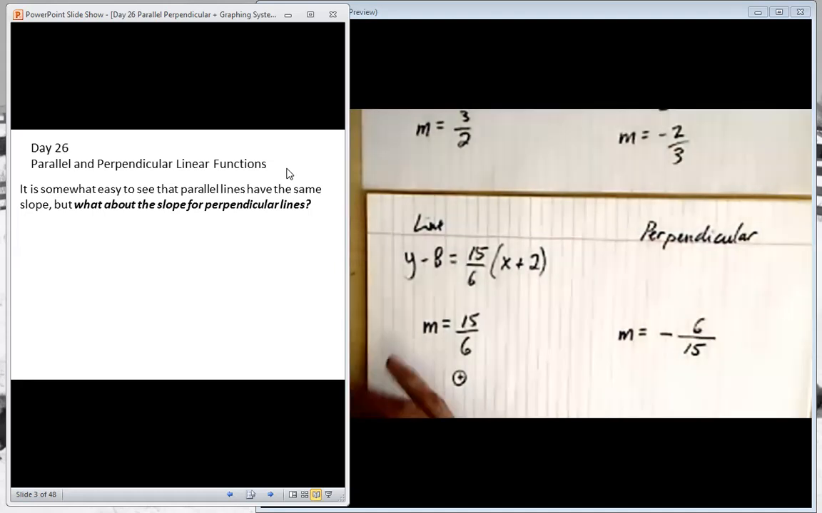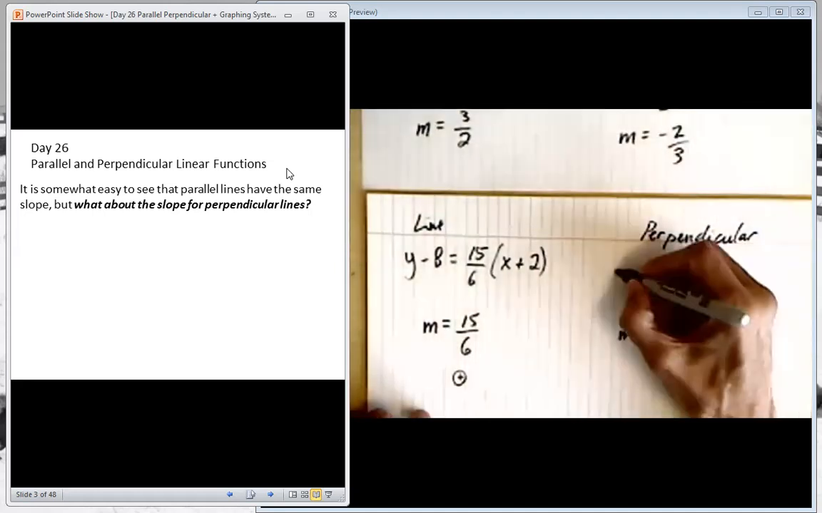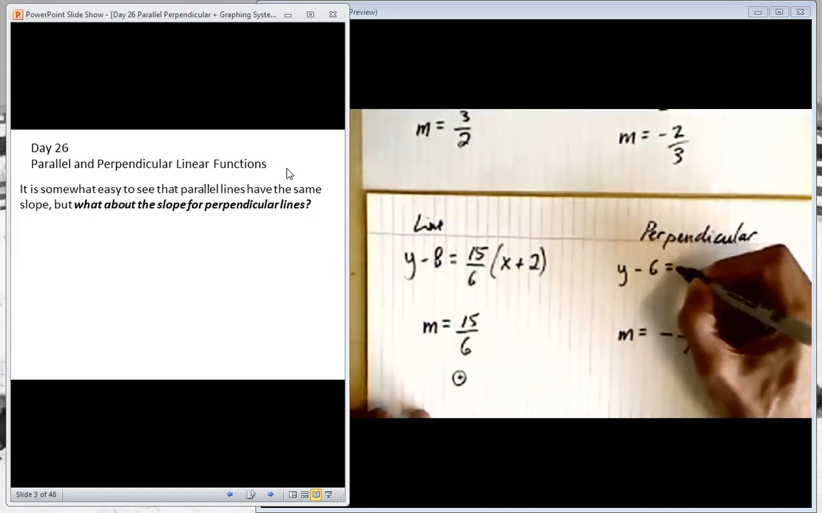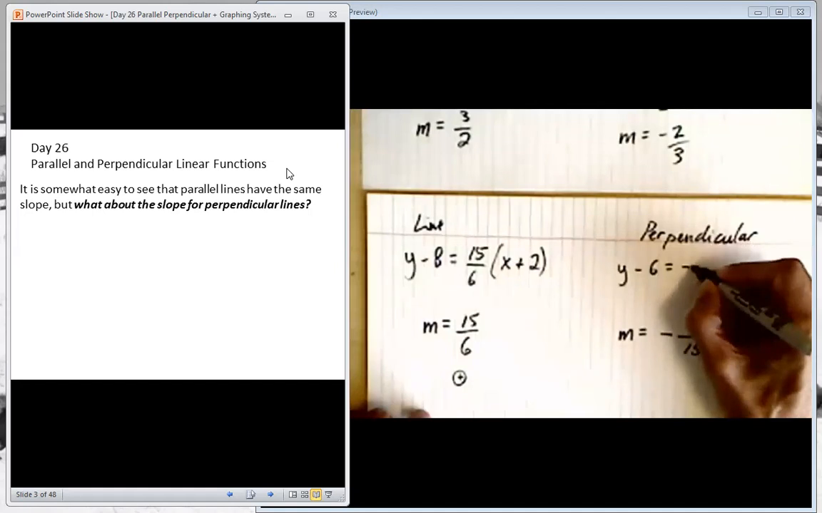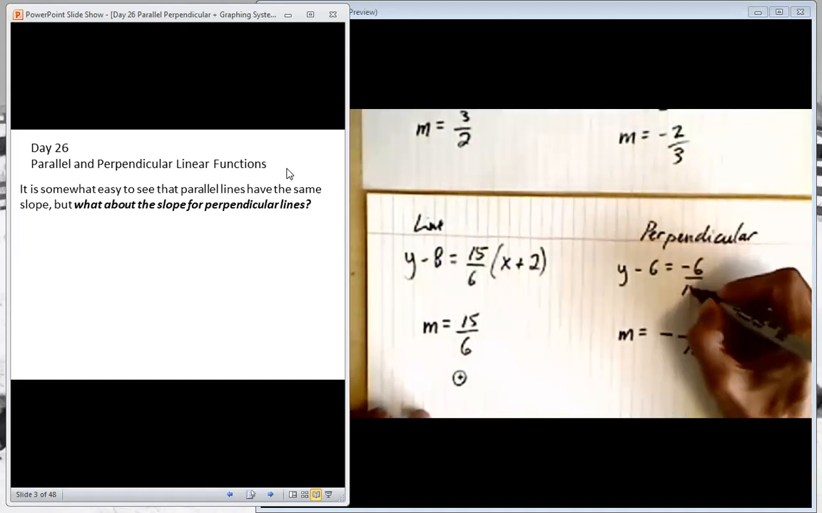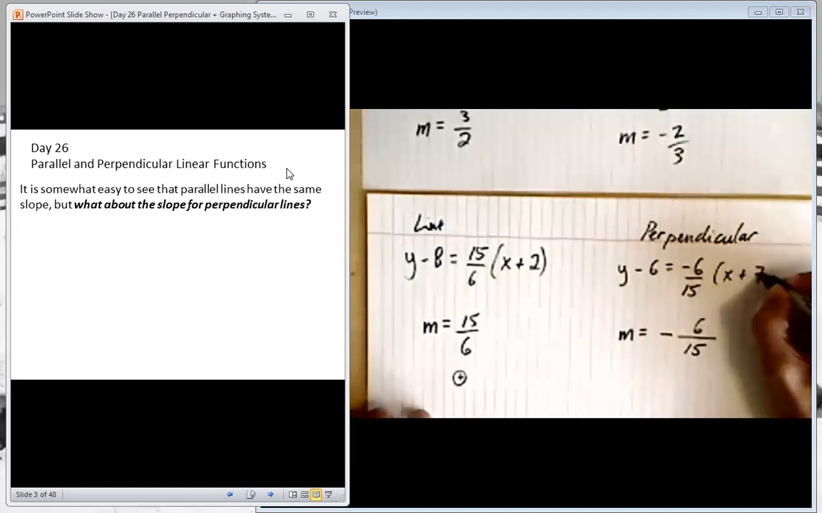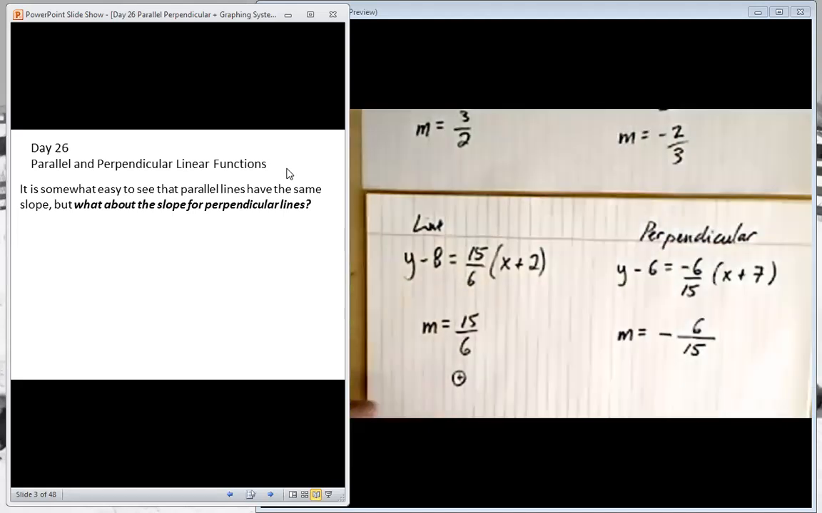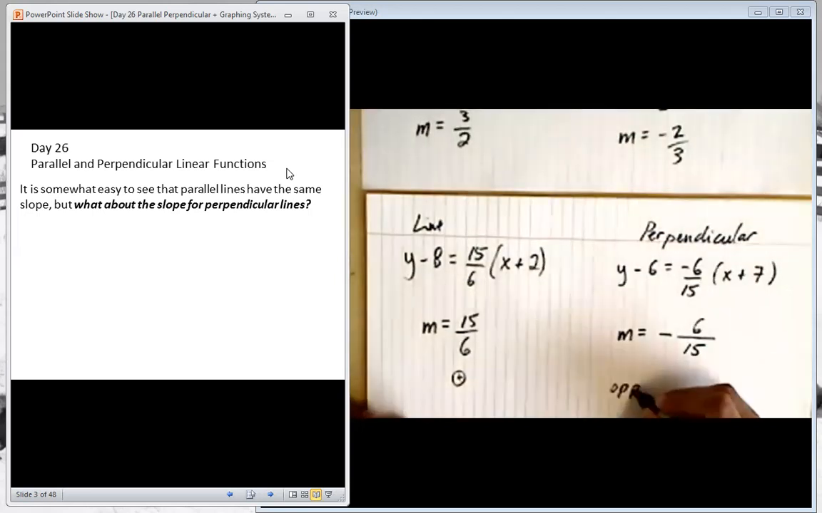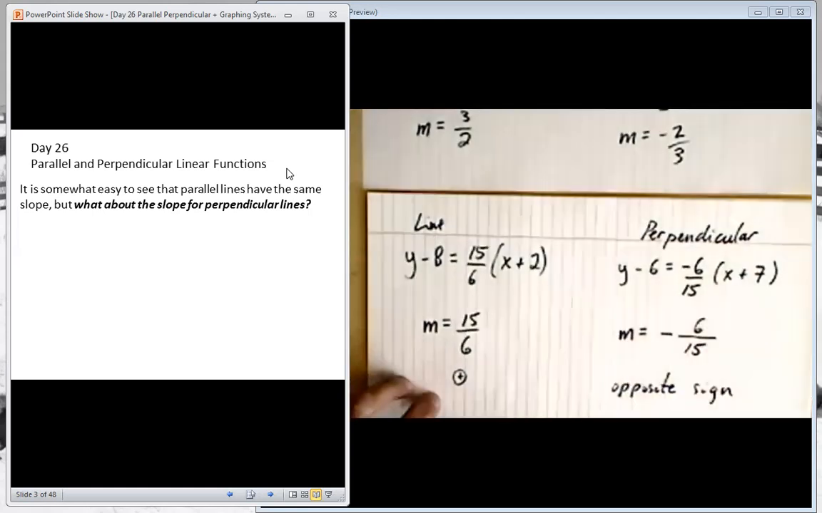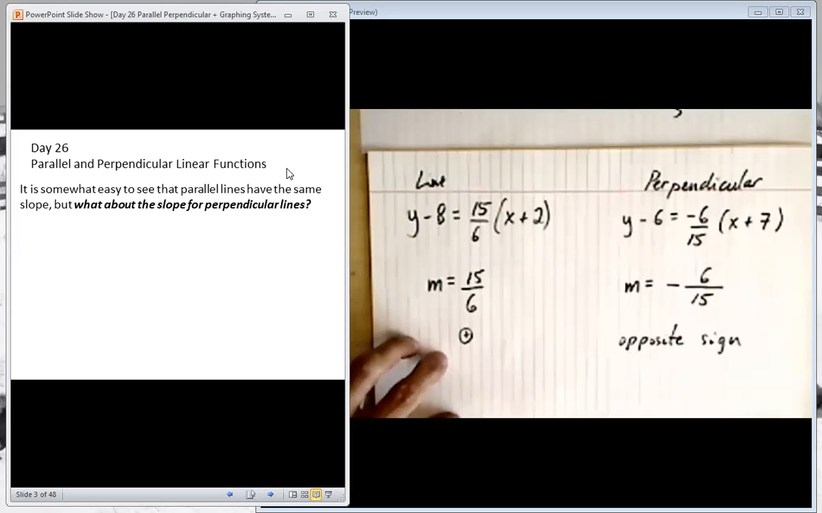And so just to make it up, we're going to have y minus 6 is equal to, important part here, minus 6 over 15 times x plus 7 there. Okay, so opposite sign, and upside down.